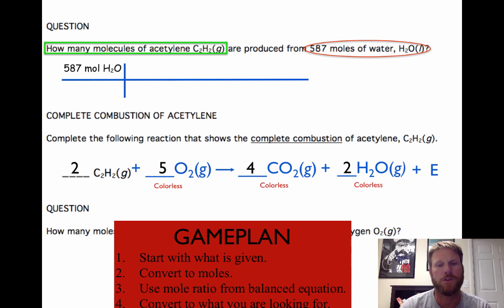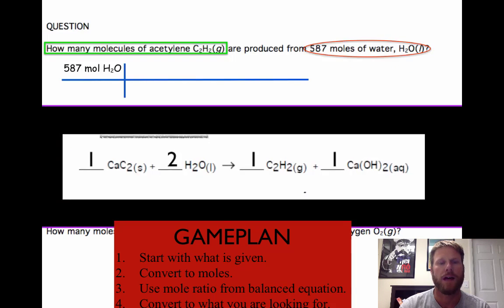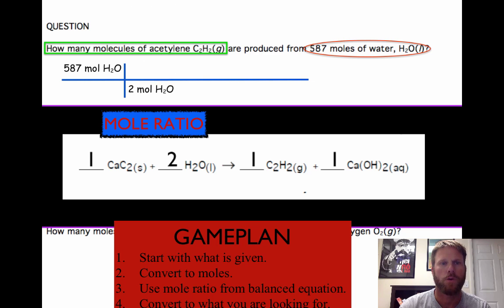The next step is to use the mole ratio from the balanced chemical equation. So the balanced chemical equation was 1, 2, 1, 1. We need the mole ratio of water to acetylene gas, which you can see 2 moles of water will give you 1 mole of acetylene gas, C2H2. This allows us to cancel the moles of water.